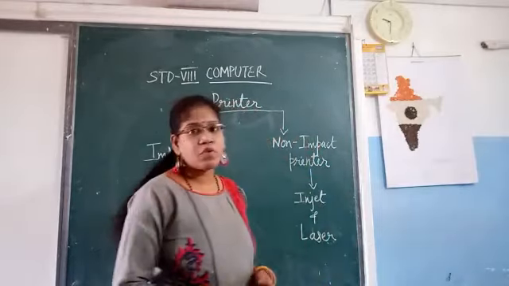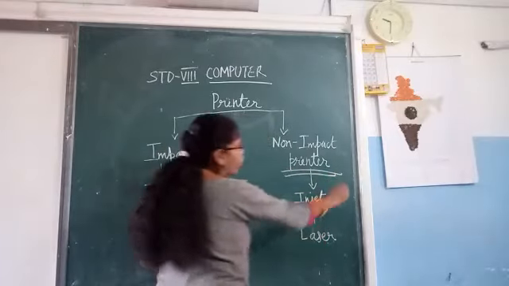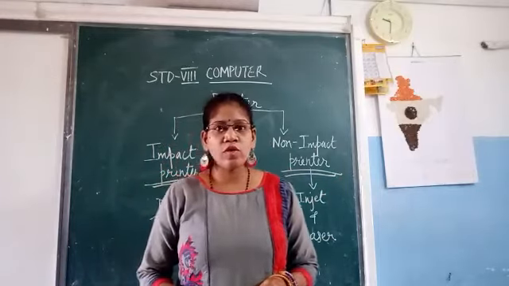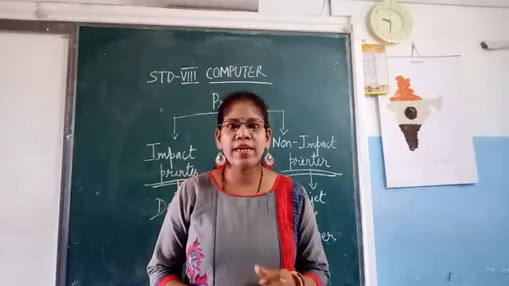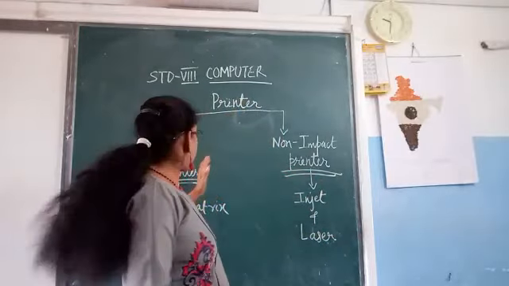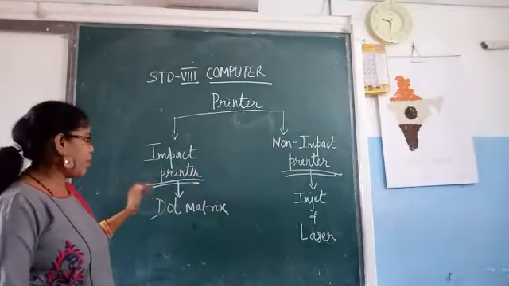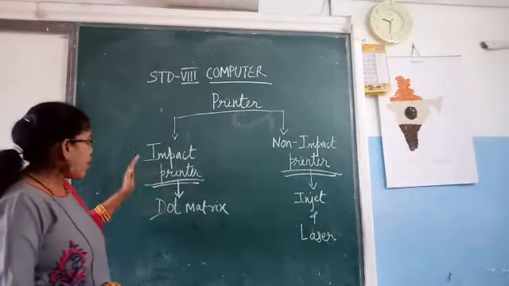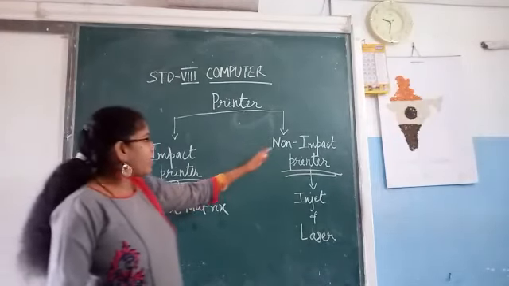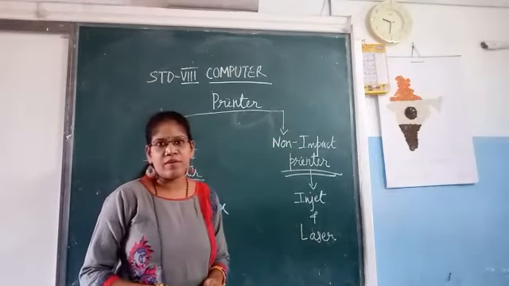Printers are of two types. One is impact printer and another is non-impact printer. There are various types of printer, but according to our textbook, we will read about three types of printer. So printer is divided into how many parts? Two parts, impact printer and non-impact printer. And dot matrix comes under impact printer, and under non-impact printer come inkjet printer and laser printer.